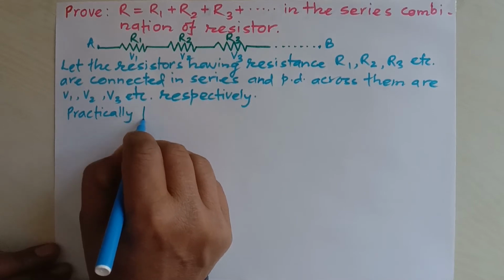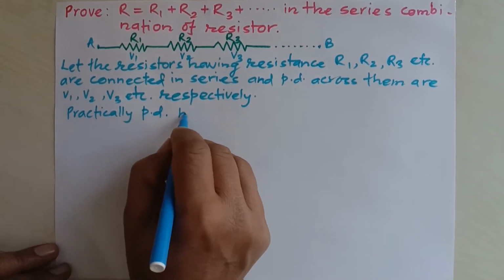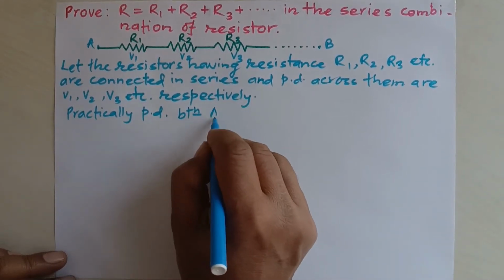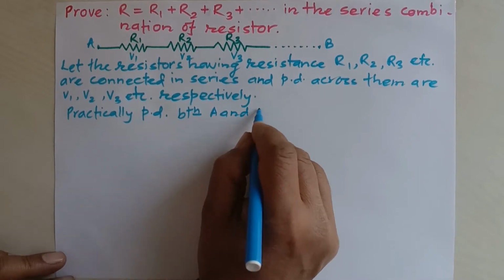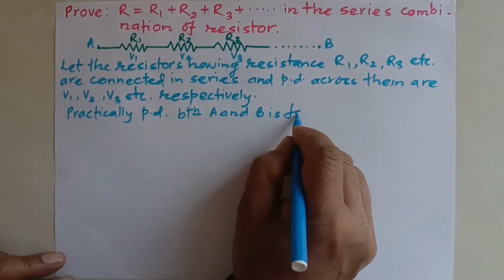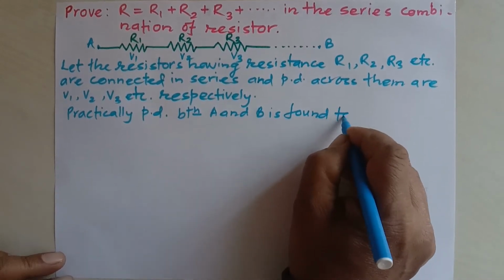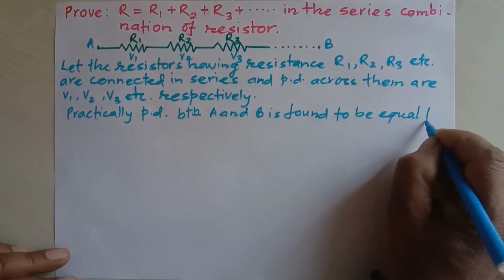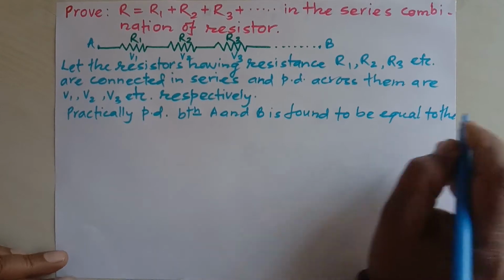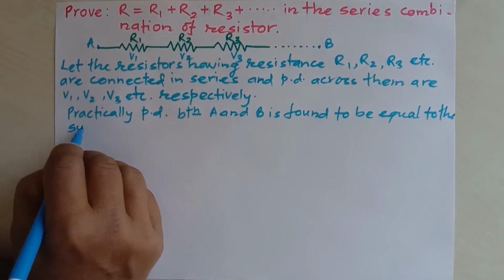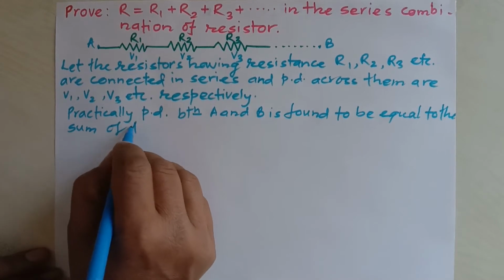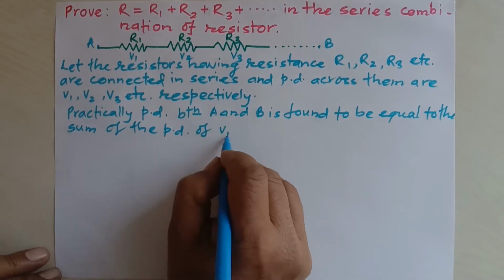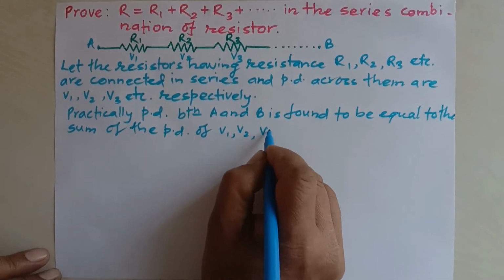the PD between A and B is found to be equal to the sum of the potential differences V1, V2, V3, etc.